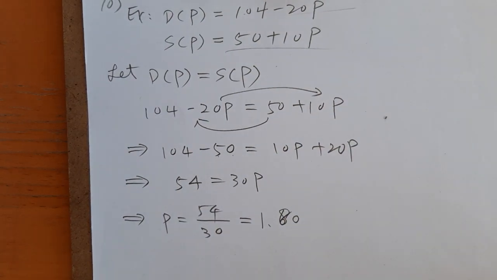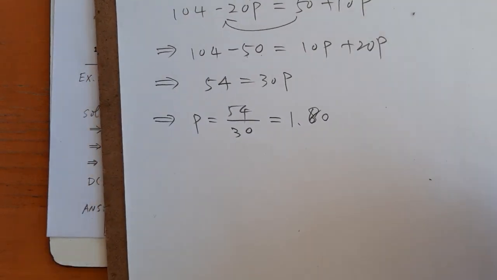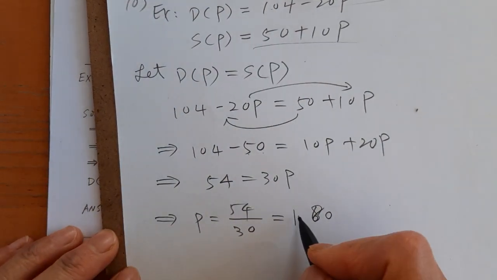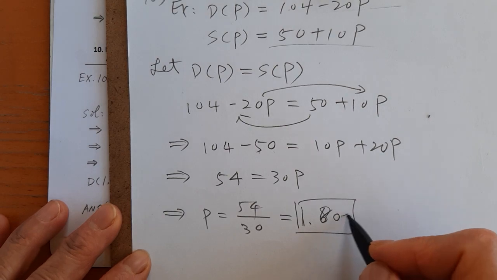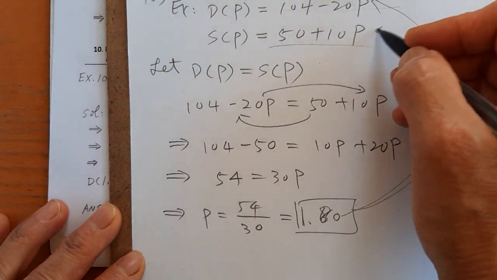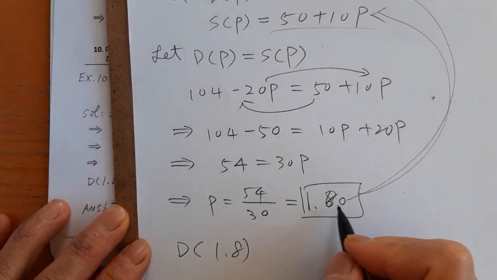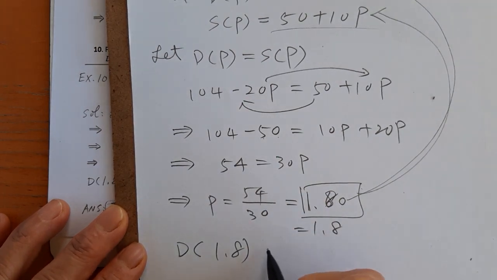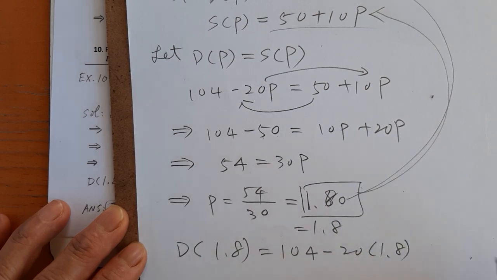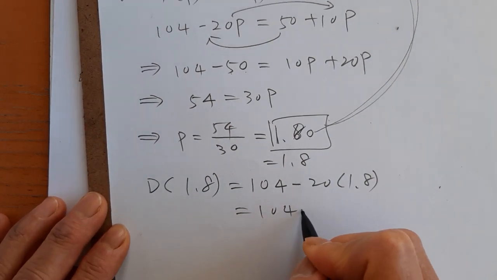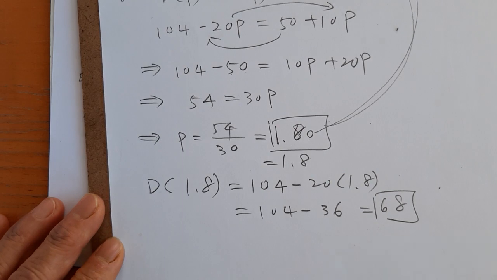That is $1.80. So 1.8 equals 1.8. Now that is the price, the first answer. And then you plug this into either the demand function or the supply function. For demand, P is 1.8, which is the same as 1.80. Plug it in: 104 minus 20 times 1.8, so it's 104 minus 36, which equals 68.